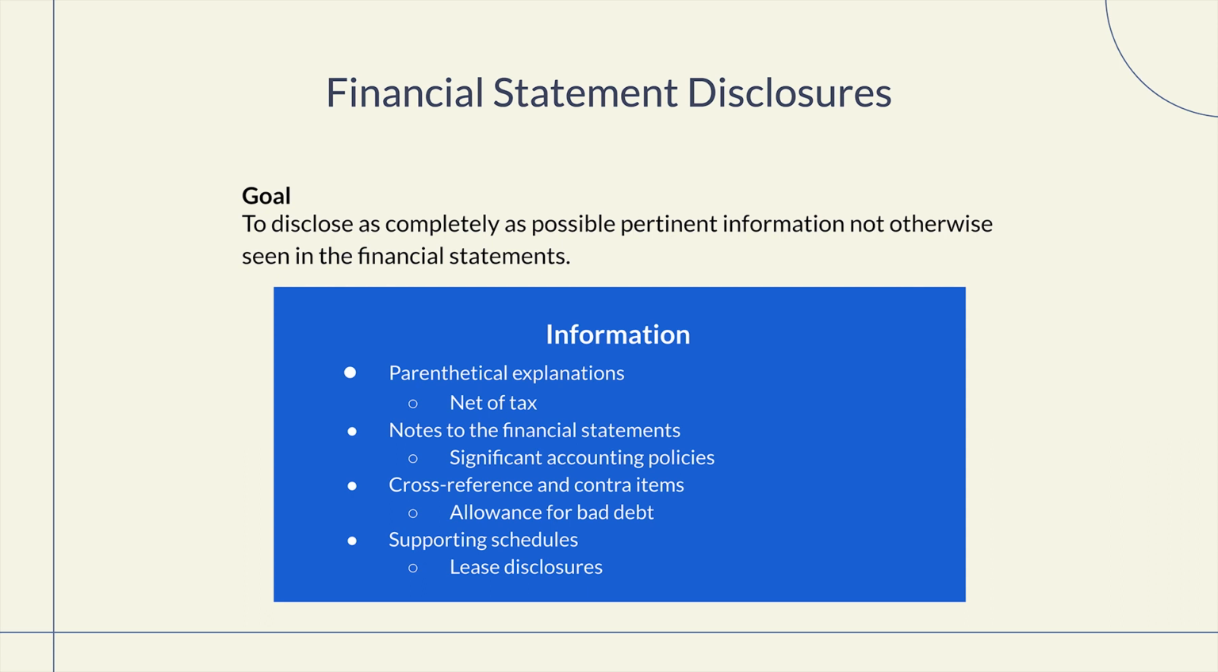The third is either a cross-reference or a contra item. For example, we might have accounts receivable and its contra item of allowance for doubtful accounts or allowance for bad debt. And fourth is supporting schedules, for example, lease payment disclosures. Another example might be the long-term liability that we talked about, where we'd want to know what the payment schedule might be, the interest rates, and so on.